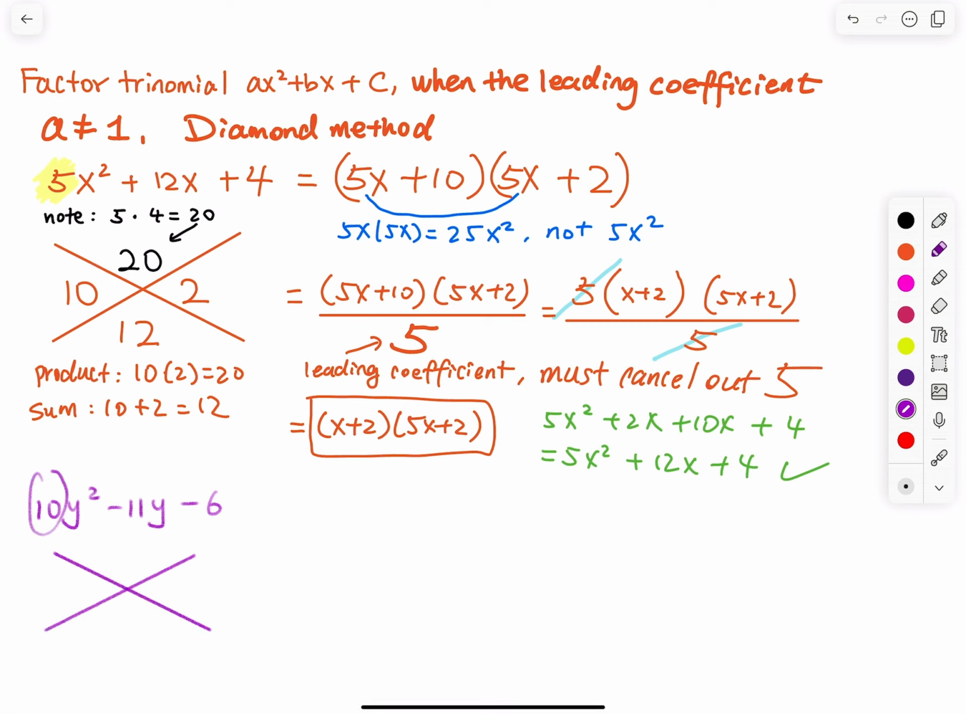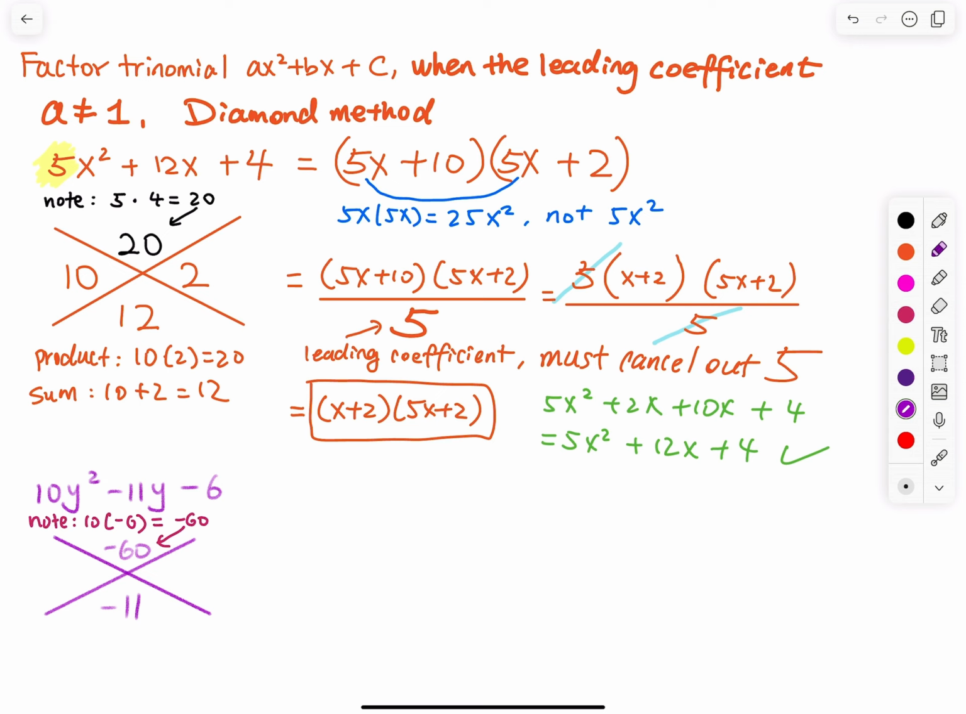What times what? 10 times negative 6. All right? So 10 times negative 6. So I'm going to make a note. 10 times negative 6 equals negative 60. That goes there. All right. Negative 60. And then negative 11.